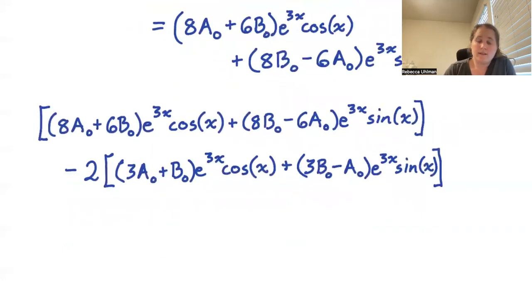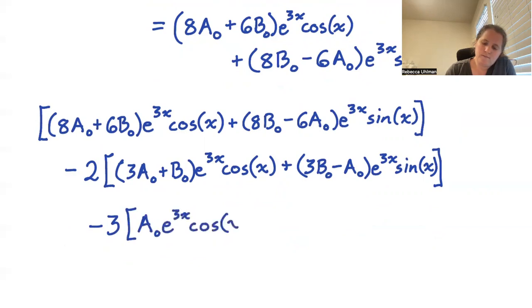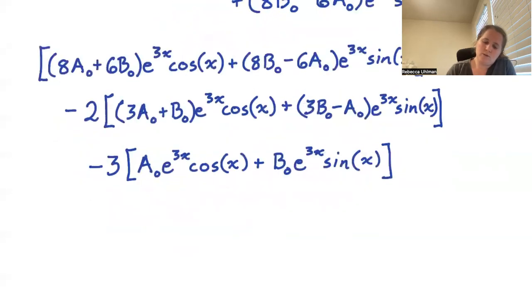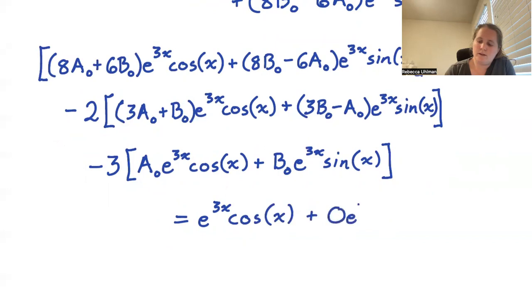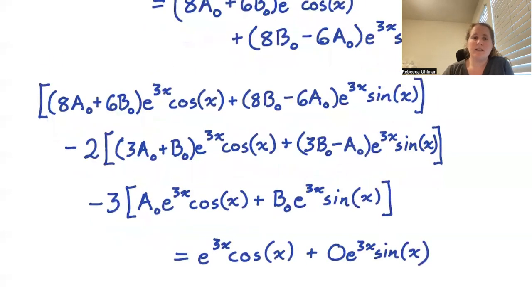And then for our last term, we had minus 3y, so we have minus 3 times a0 e to the 3x cosine x plus b0 e to the 3x sine of x. And this whole thing should be equal to e to the 3x cosine of x, and then you could do plus 0 e to the 3x sine of x if you like. So our job is to condense that left-hand side.